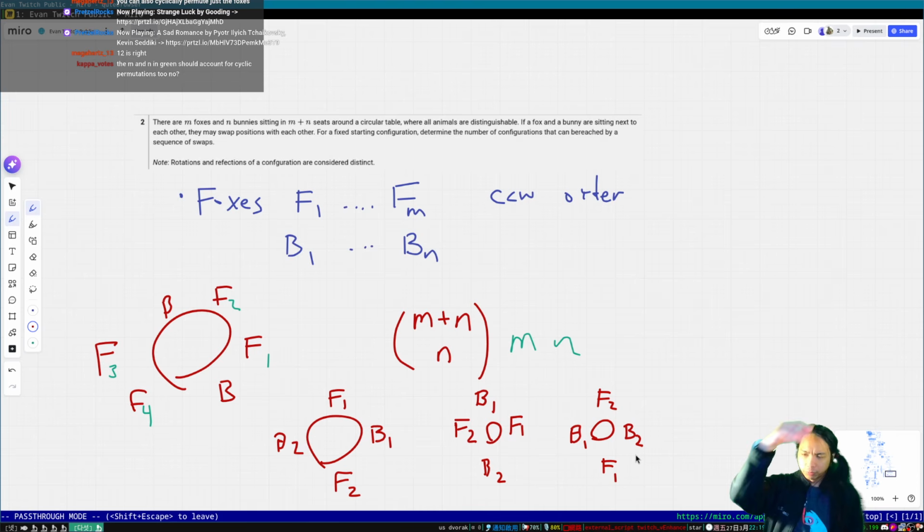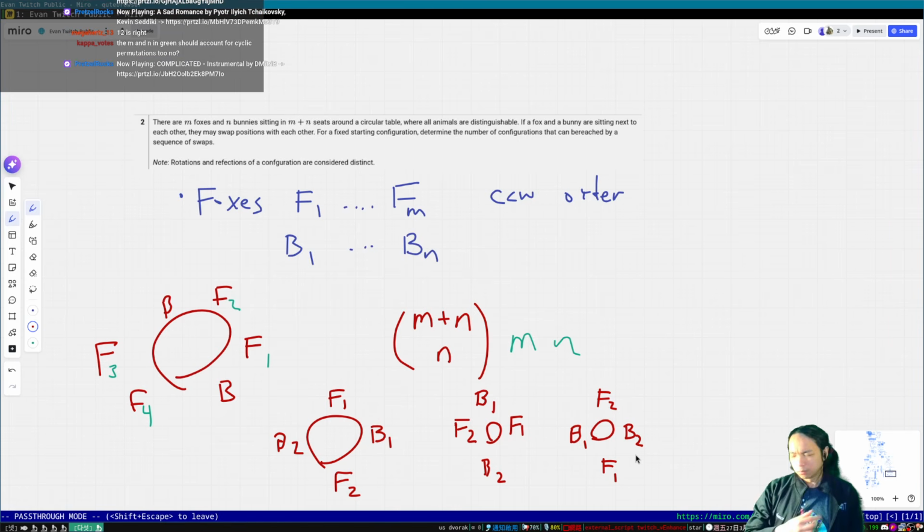Like for this red one that I've drawn at the bottom, when m equals n equals 2, if I'm making adjacency swaps, there's a parity constraint. I should only be able to get even permutations. There's 24 permutations possible, but I should only be able to get the ones of even parity.